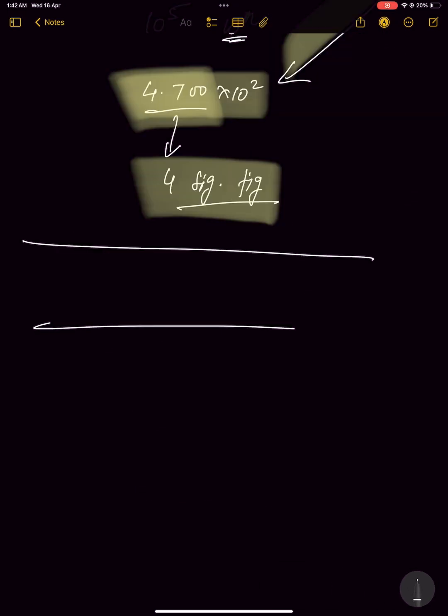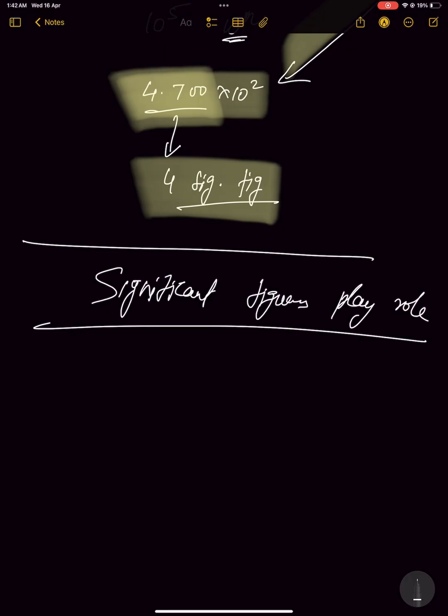Okay. So this is how significant figures play a role in maths. Right.